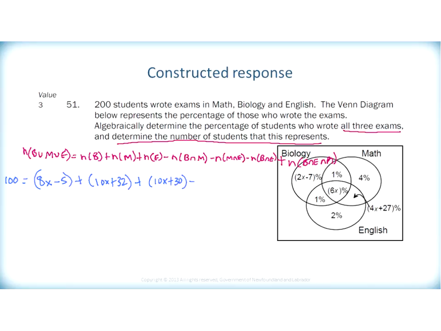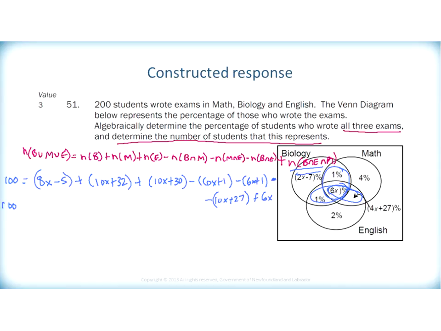Then we're going to subtract, and this is where the tricky part comes in. We're going to subtract what's in the intersect of each. In the intersect of B and M is going to be 6x plus 1. In the intersect of B and E will be 6x plus 1. And in the intersect of M and E is going to be 10x subtract 27. So I'll just put it in here, 10x plus 27. And then finally we'll add the intersection of all 3, plus 6x.